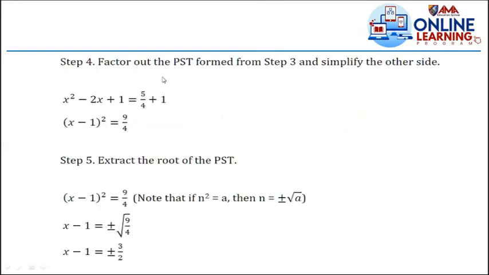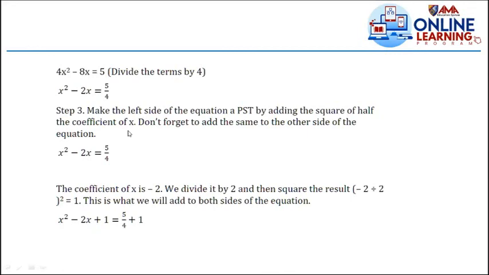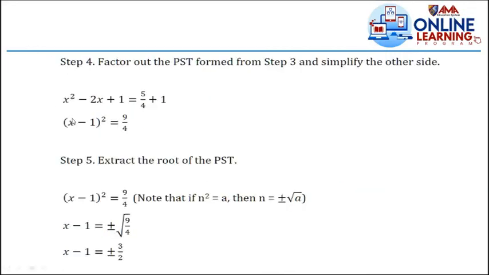Step 4, factor out the PST formed from step 3 and simplify the other side. X squared minus 2x plus 1 is equal to 5 all over 4 plus 1. If you're going to factor this one, parang dito siya kanina, no? A plus B squared. So ito yung factor po niya, no? Okay? So we have now x minus 1 squared is equal to 9 all over 4.